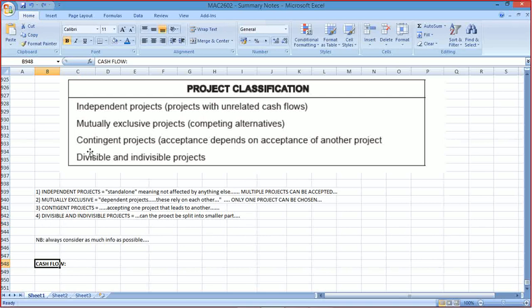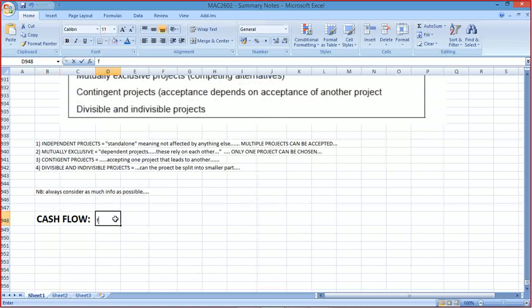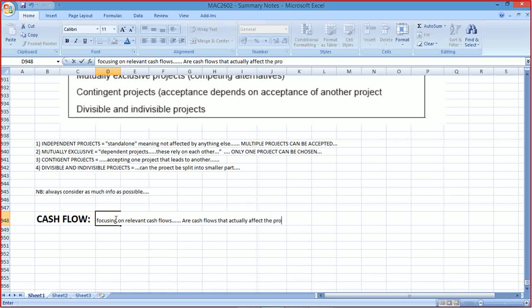Okay, so cash flow. What do financial managers focus on? Relevant cash flows. Okay, so relevant cash flows are cash flows that actually affect the project. It must be specific to the project. It can't be unrelated. So for example, if we're looking at VR as an option, as a project, are we going to start creating VR videos? That could be an option.